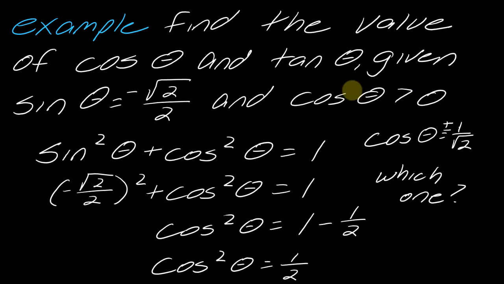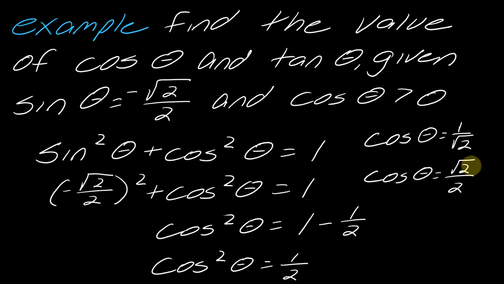But which one do you use? Well, you use this little hint here, right? Cosine of theta has to be greater than 0. So I know then that I have to use the positive one. So just a note on that. Okay, and so now that I know which one I want to use, we do have to rationalize this as well.